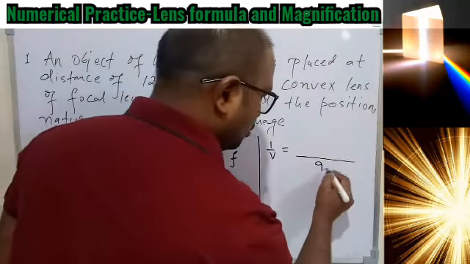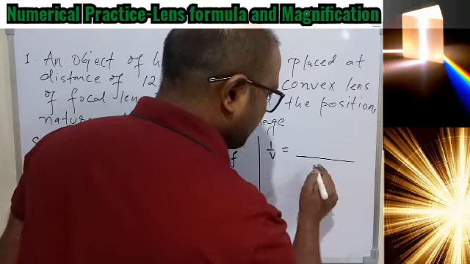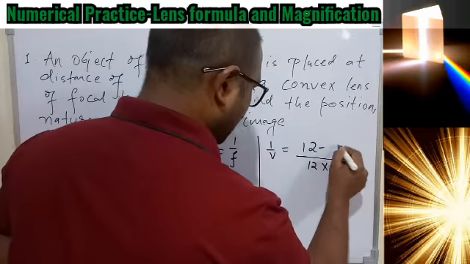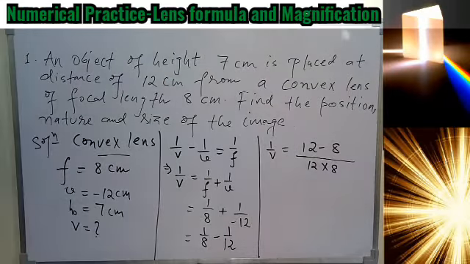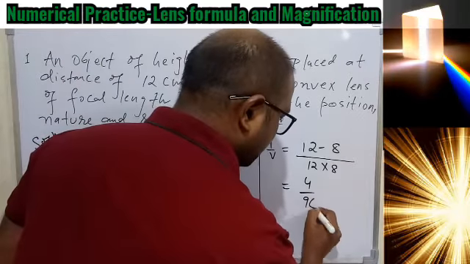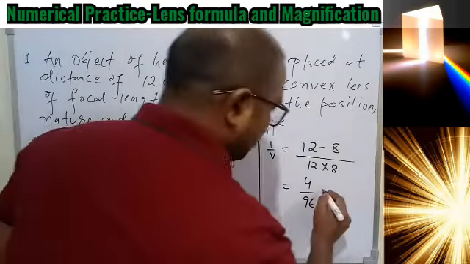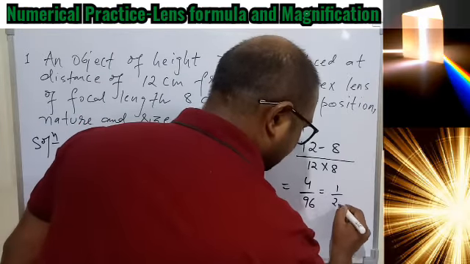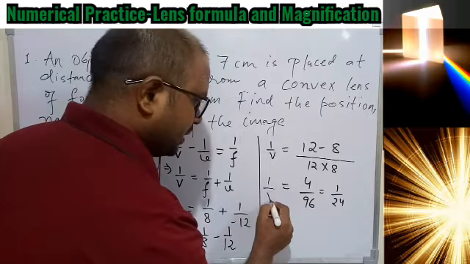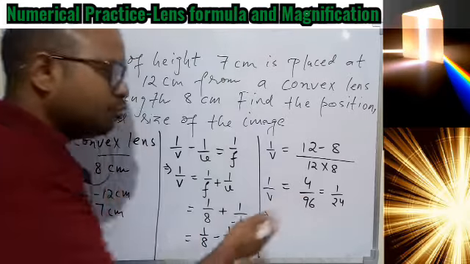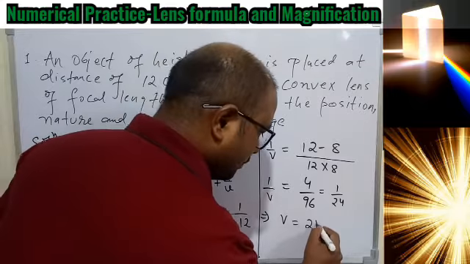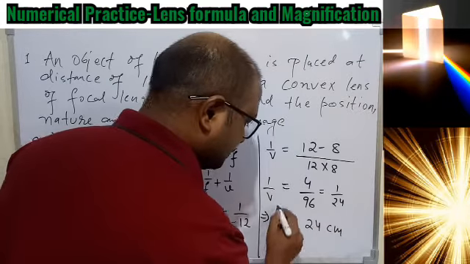So we can do 12 into 8 and 12 minus 8. So that will become 4 upon 96, that will become how much? 1 upon 24. So 1 by v is equal to 1 by 24, which is positive. So it means that v is equal to 24 centimeter.